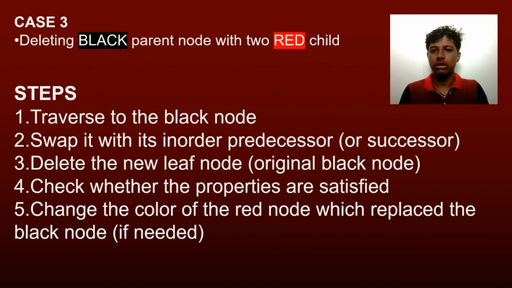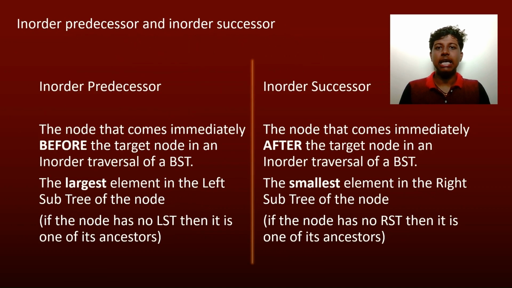Now what are these? The in-order predecessor is the node which comes right before the target node while doing an in-order traversal. And the in-order successor is the node which comes right after the target node during an in-order traversal. In simple words, the largest element in the left subtree is the in-order predecessor, and the smallest element in the right subtree is the in-order successor.